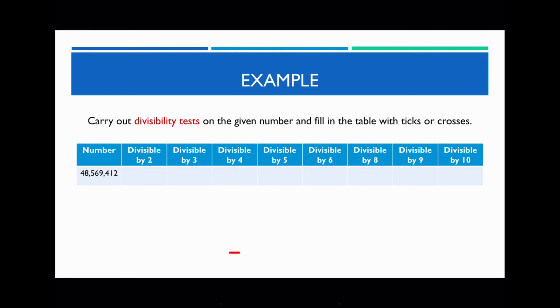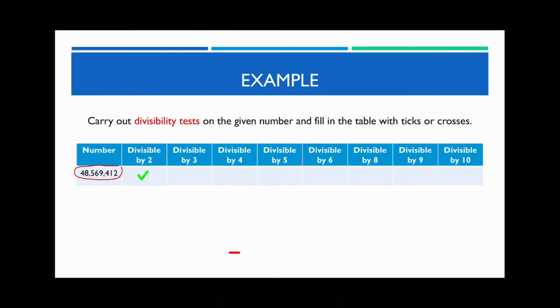So this question says, carry out the divisibility test on the given number and fill in the table with ticks or crosses. So this is the number over here. So you've got 48,569,412. Is it divisible by 2? Well, yes, because the last digit is an even number. So this passes the test.